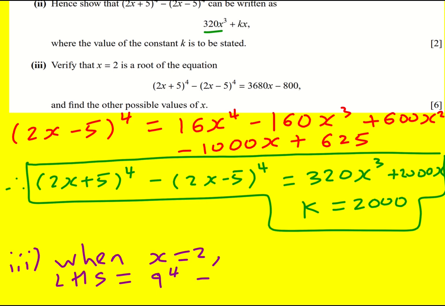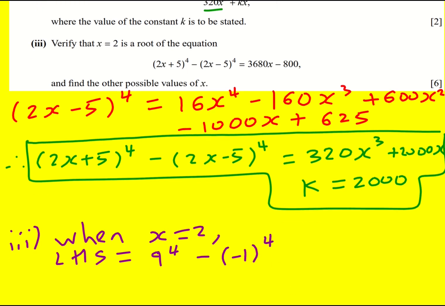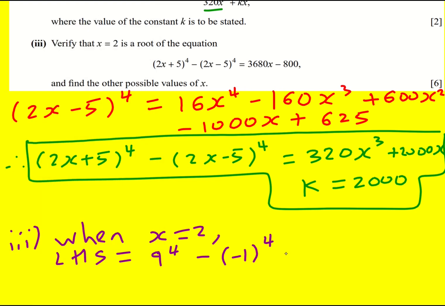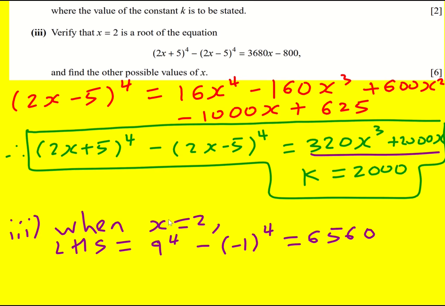And then I'm going to minus 4 minus 1, it's going to be minus 1 to the 4. That's just going to be 1. 6560. Of course, I could have put it into here. Didn't really save any time, so I just thought I'd substitute x equals 2 in there.